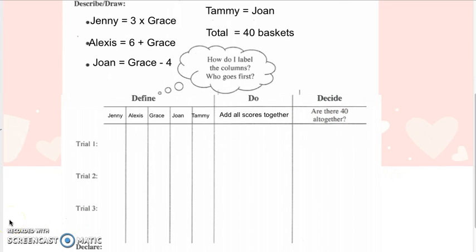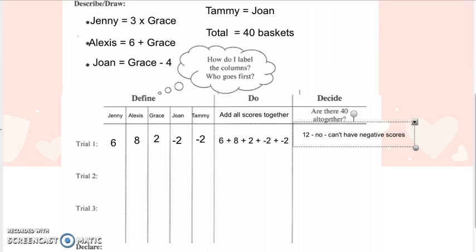So I would like you to start with guessing what each girl's score was. So if you notice Jenny's, you need to figure out what Grace's was first. The same for Alexis, you need to know what Grace's was to start, and Joan, you also need to know Grace's. And Tammy is equal to Joan, who also had to know Grace's score first. So what I would do is I would start with guessing Grace's score. So maybe try guessing 2 for Grace, and then fill in the rest based on that. So I'd like you to pause the video and then decide what each of the other girls' scores are if we think that Grace's score is 2. Please pause the video and do that now.